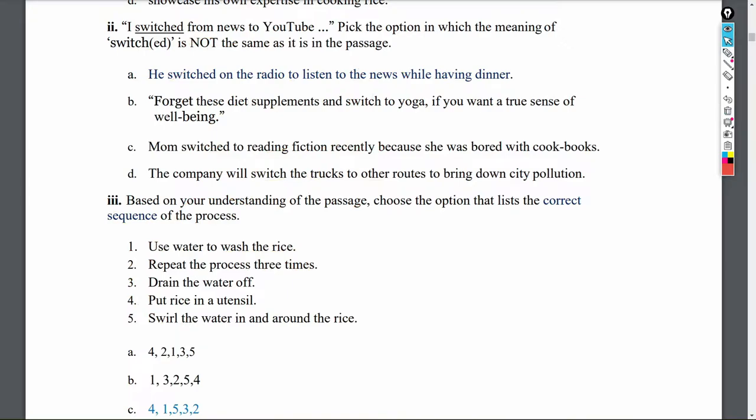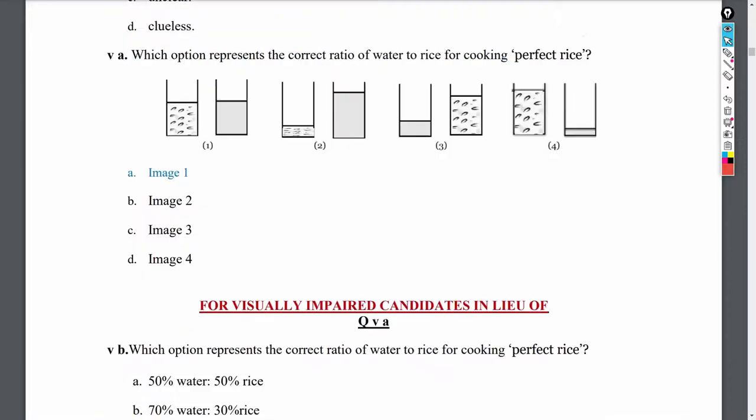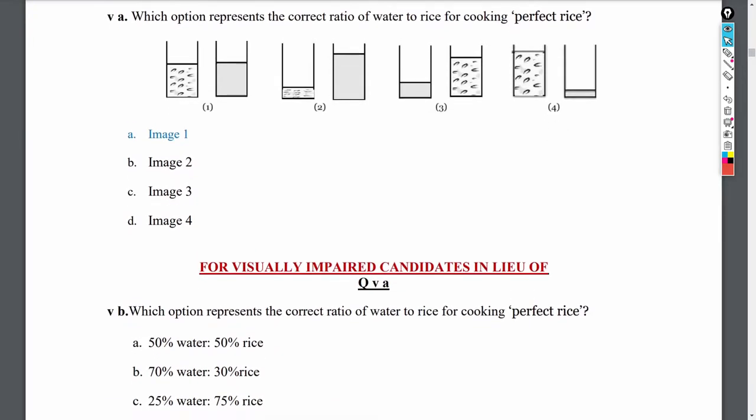So let us see, as far as practicable we will be discussing all the questions. Therefore you will have to keep patience and you will have to get the full concept so that you will become very confident while you are facing the exam, and your understanding of this particular sample paper will go a long way in preparing for your exam and facing the same. Let us continue. Look, there is also such an option given. Which option represents the correct ratio of water to rice for cooking perfect rice? Some graphical representation is also given, you will have to look at that too.